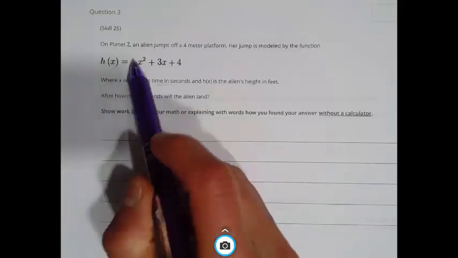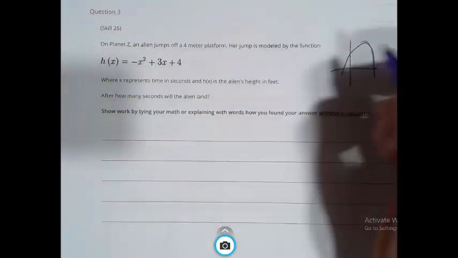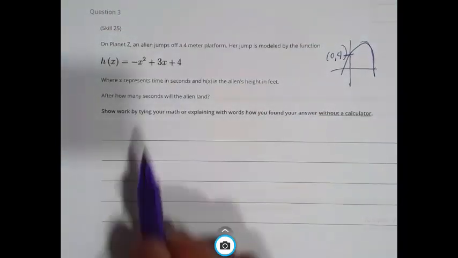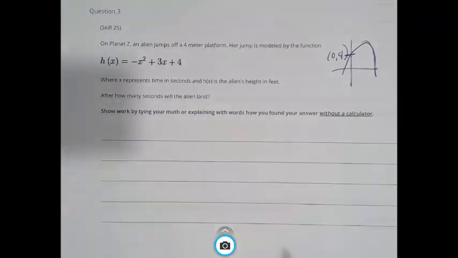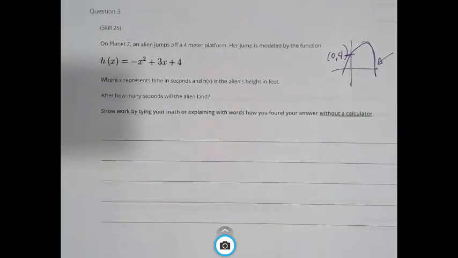Notice we've got a negative a, which means that this is going to open down. Just looking at this function, I can see that the y-intercept is 4. And this is asking me, after how many seconds will the alien land? So I want to know this time when the alien lands over here. That means the height is 0.